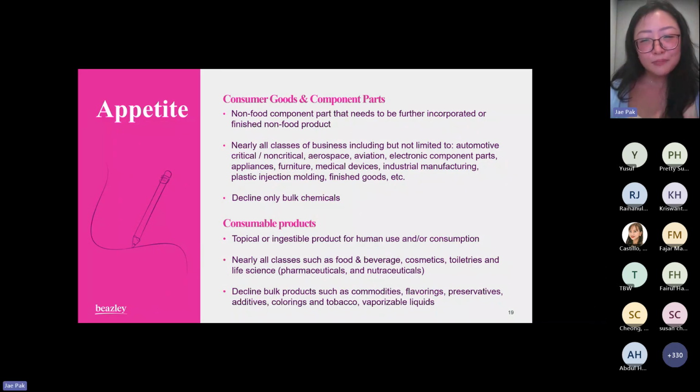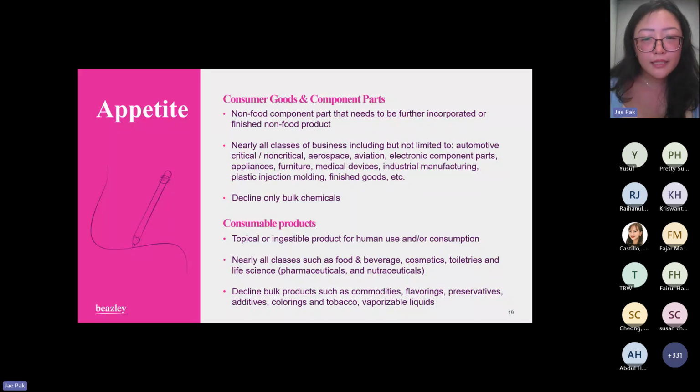And a little bit before I go into appetite, I do want to point out for product recall, typically we have two different policy forms, and that's because we want to tailor the coverage for the different industries. So we have consumer goods and component parts, which is typically referred to as non-food, and we also have consumable products. Component parts and consumer goods are any finished product you can grab off the shelf of a retail store that's not food related, or any component part that can be further incorporated into a finished product. While consumable product is anything topical or ingestible for human use or consumption.